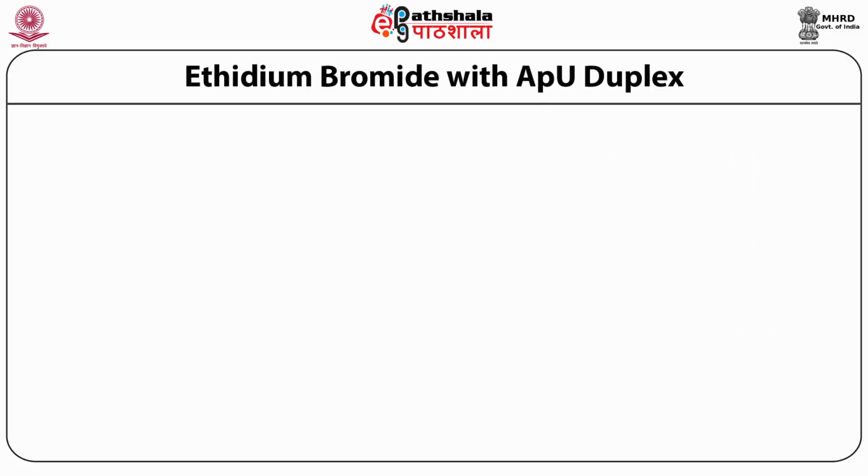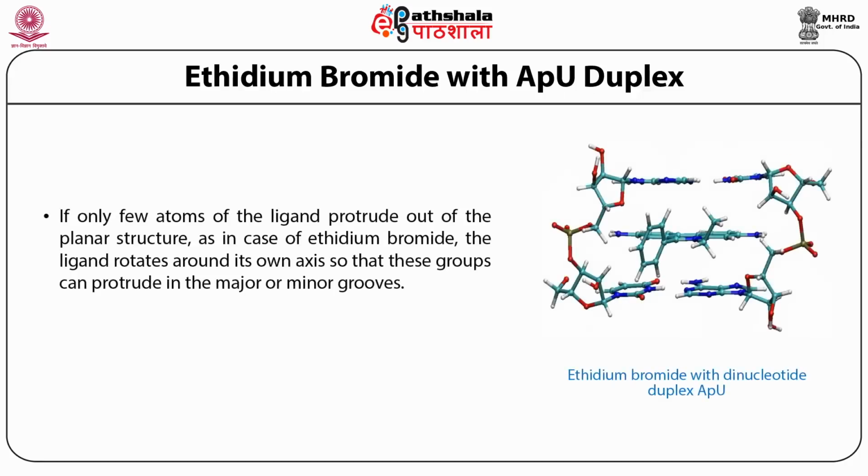There is a classical or an end-on intercalation model. This model was given by Lerman in 1971, and this is shown in this picture. That is, left-hand side picture is of normal DNA and the base pair shown stacked over each other.